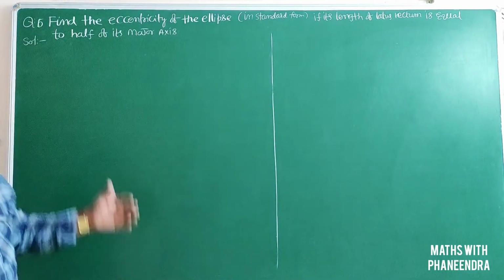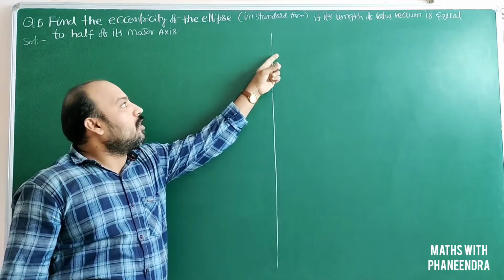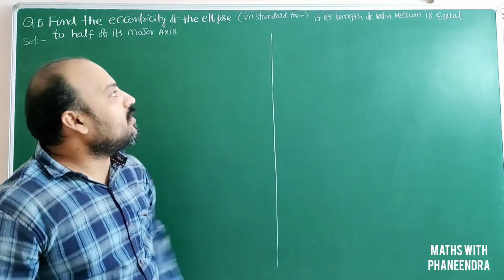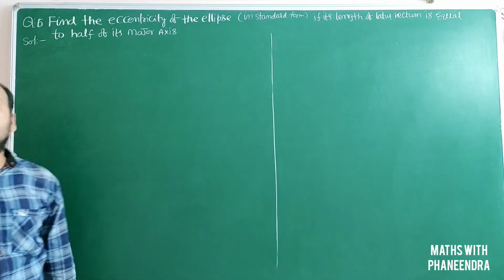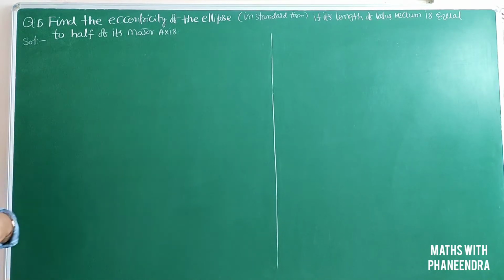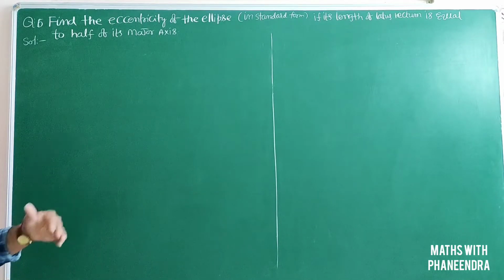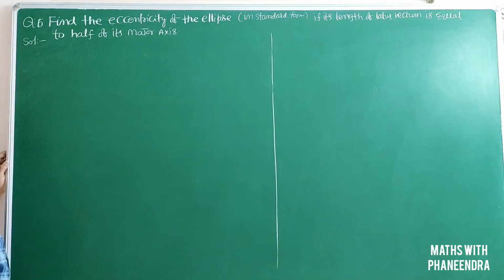The next question. Find the eccentricity of the ellipse in standard form if its length of latus rectum is equal to half of its major axis. Condition is standard equation of the ellipse. Okay, standard equation of the ellipse: x square by a square plus y square by b square equal to 1. And here length of latus rectum as well as half of the major axis.